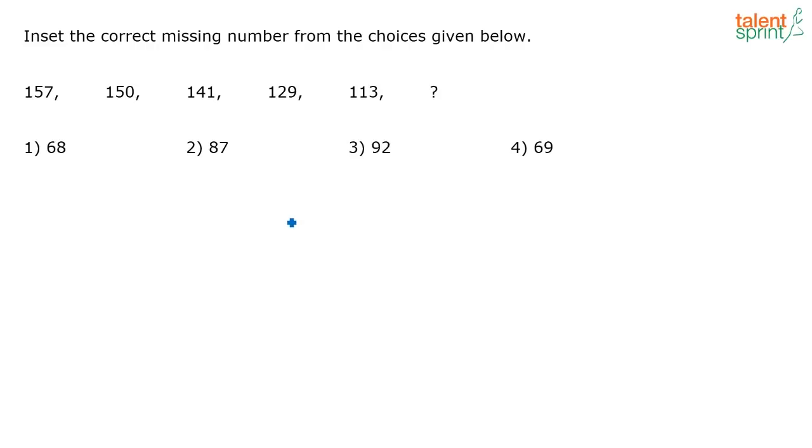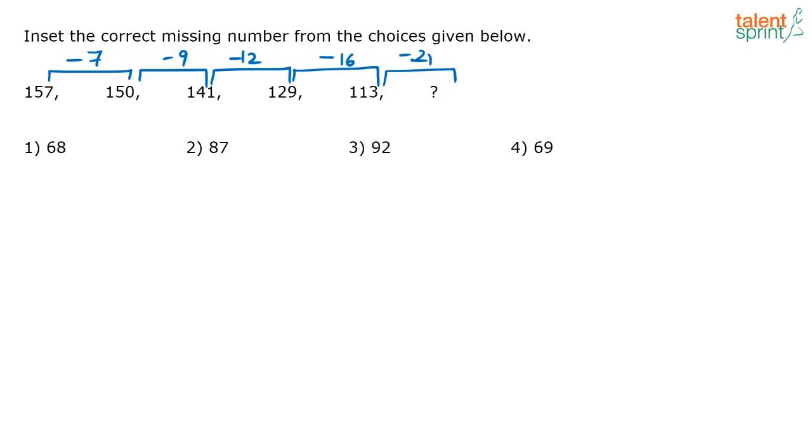Now, this was one question on number series that was given. So, what is given here? 157, 150, 141, 129, 113. What will come in the place of the question mark? Again, a very, very easy series. Here 157 minus 7 is 150. 150 minus 9 is 141. 141 minus 12 is 129. 129 minus 16 is 113. So, what will be the next one? It has to be minus 21, right?